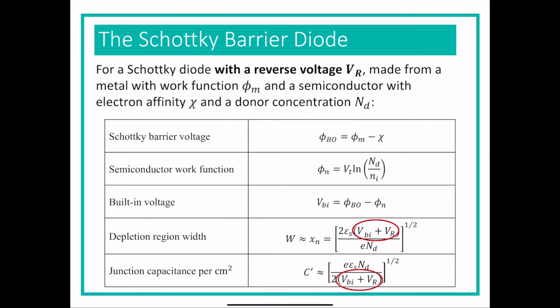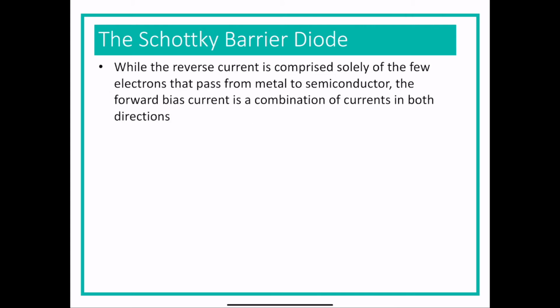So now that we've looked at the thermal equilibrium and the reverse, we got to look at the forward. The reverse current basically is just a few electrons that go from metal to a semiconductor. When we forward bias a Schottky barrier diode, there's actually electrons flowing in both directions. And these are all majority carriers. So there will be current composed of electrons coming from the semiconductor to the metal, and there will be current going from the metal to the semiconductor where electrons are going in that. So there's two different directions for the current to be going.